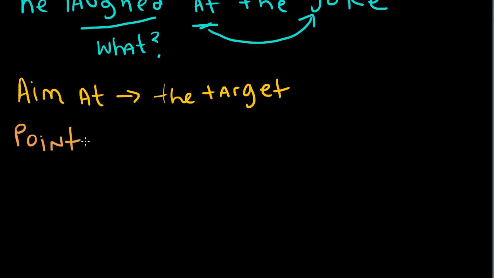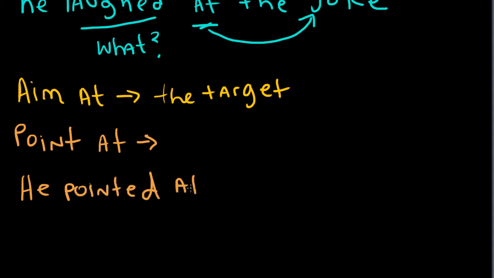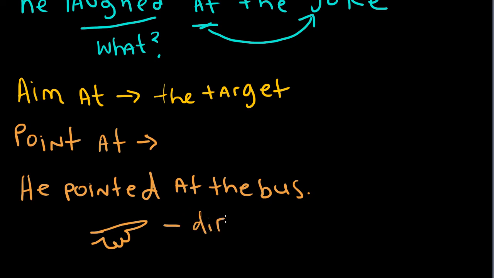So point at is when you indicate a direction. So he pointed at the bus. So he indicated with his hands. When you point, you do this with your hand, no? He indicated with his hand in the direction, no? So it's like pointed at what? And then we use that at to say at the bus. So that gives us the direction of the verb.